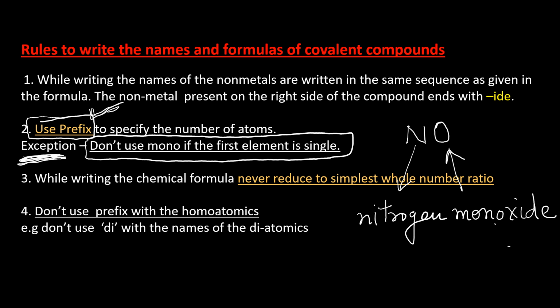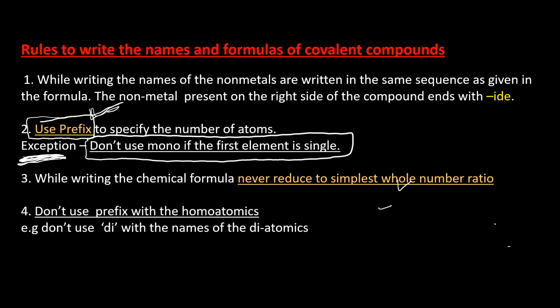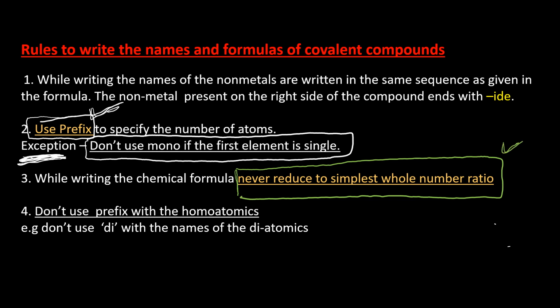Let's quickly go over the next rule. While writing the chemical formula, never reduce to the simplest whole number ratio. Oh yes, that's very, very important. If you have watched the video for ionic compounds already, we know that ionic compounds are always written in the simplest whole number ratio. We have to reduce the ratio.